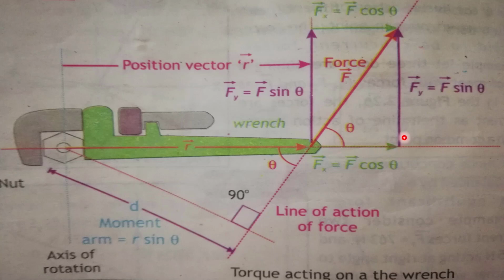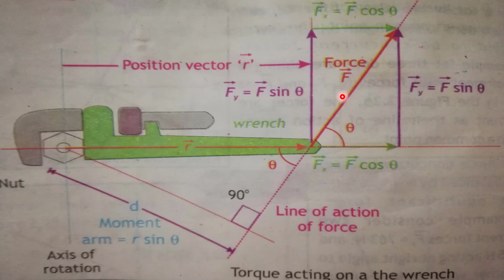You can see here the first approach is explained: we resolve this force into horizontal and vertical components. The horizontal component of force produces no effect in rotation. It is not effective in producing rotation; the rotation is produced only by the vertical component of the force. So this was the first approach, in which we resolved the force.